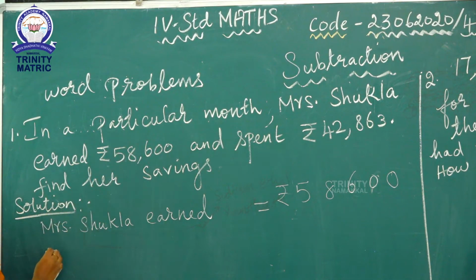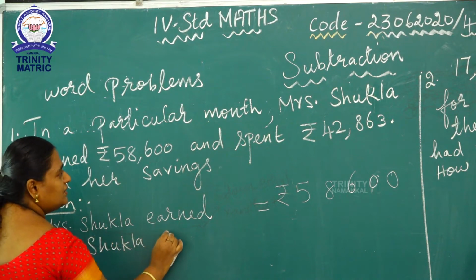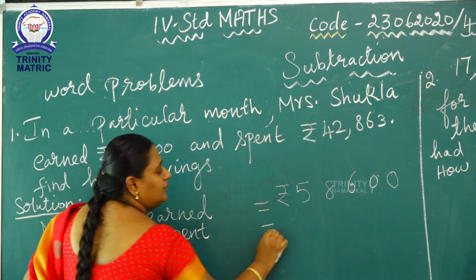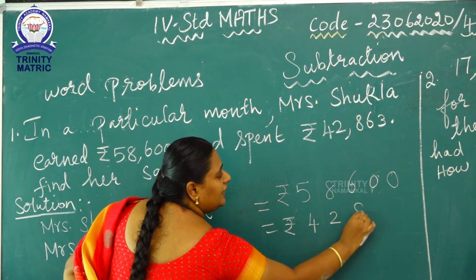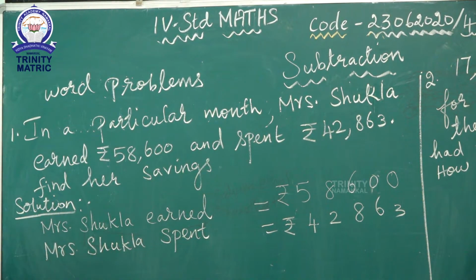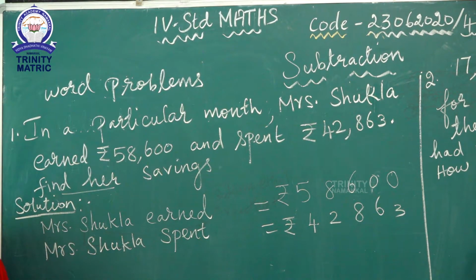Mrs. Shukla spent. So how much did she spend? She spent rupees 42,863. Now what do we have to find? We have to find her savings. So how much money remains? So this is a subtraction word problem.